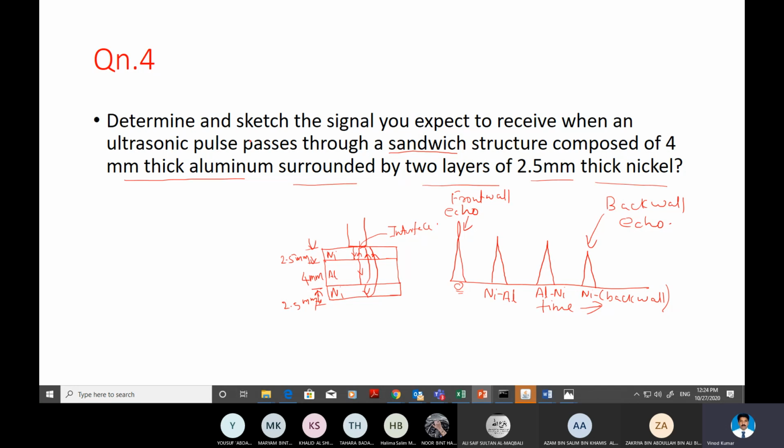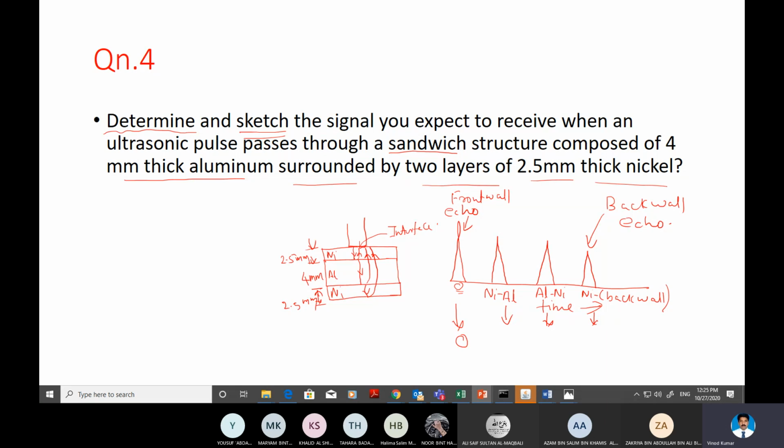Now this is how we did the sketch, but we didn't determine the time. So we need to write the time. Definitely here the time will be 0. What is the time here? What is the time here? And what is the time here? How long will it take the ultrasonic waves to hit the nickel aluminum interface and come back? How long will it take the ultrasonic wave to hit the aluminum nickel interface and come back? How long will it take the ultrasonic wave to hit the back wall and come back? This we have to write here in this problem.